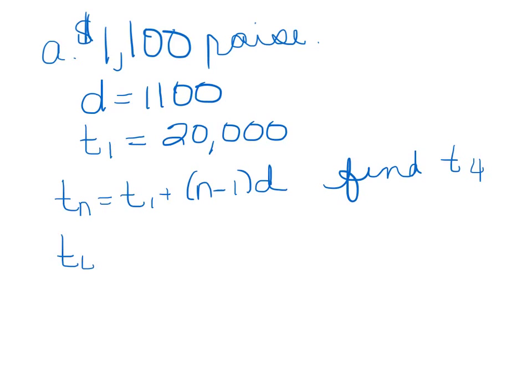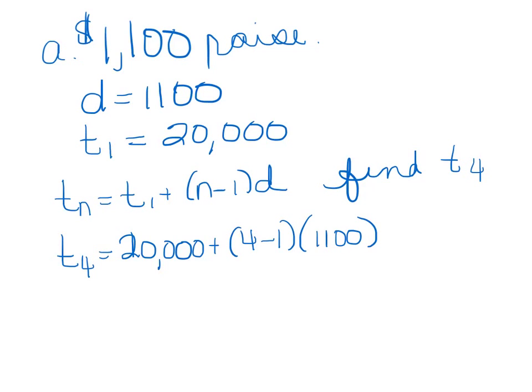So T4 is T1, 20,000, plus, for n, we're going to use 4 minus 1, common difference, 1,100. So when you work that out, you get $23,300 as his salary in the 4th year. Okay, that's pretty straightforward. We like that one.